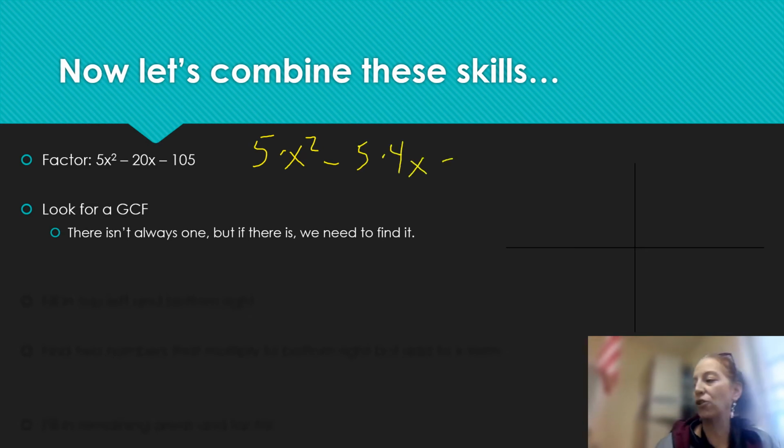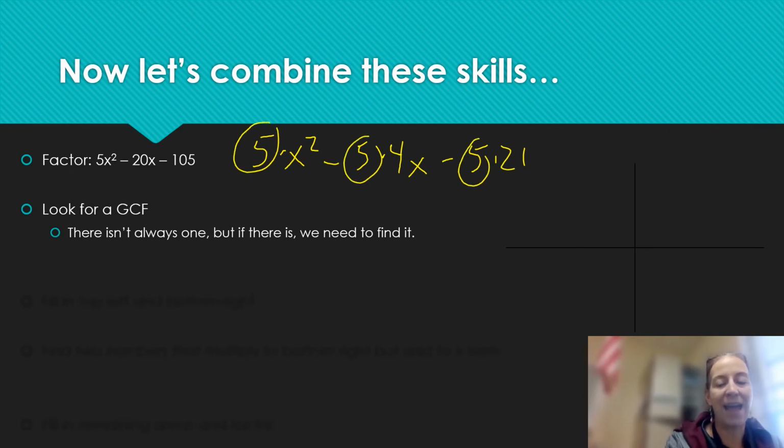And then you might need to grab your calculator. Totally okay to grab your calculator. 105 divided by 5, and the other number is 21. So the common factor is 5. I'm going to take that 5 out.